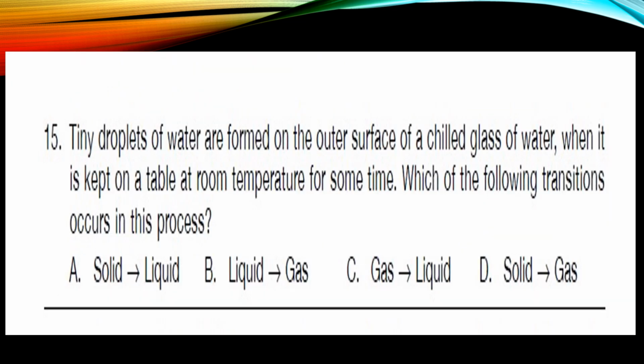Question number 15. Tiny droplets of water are formed on the outer surface of a chilled glass of water when it is kept on a table at room temperature for some time. Which of the following transitions occurs in this process? Option A, solid to liquid, B, liquid to gas, C, gas to liquid, and D, solid to gas. And answer is option C, because it is a condensation process where gas changes to liquid.